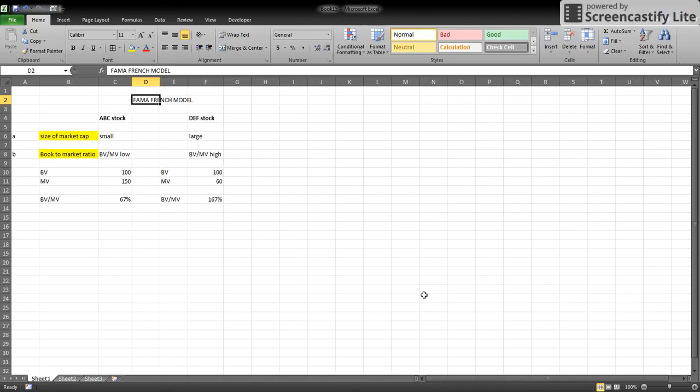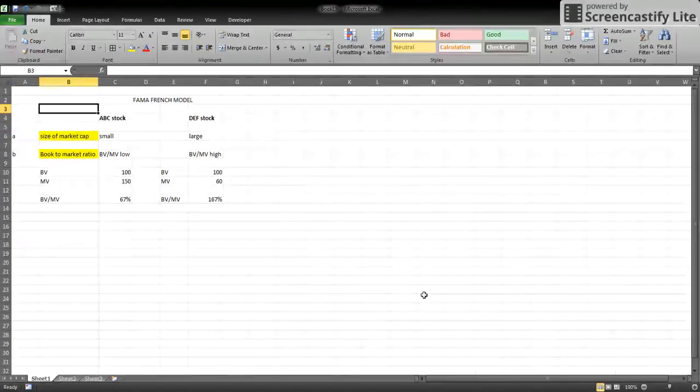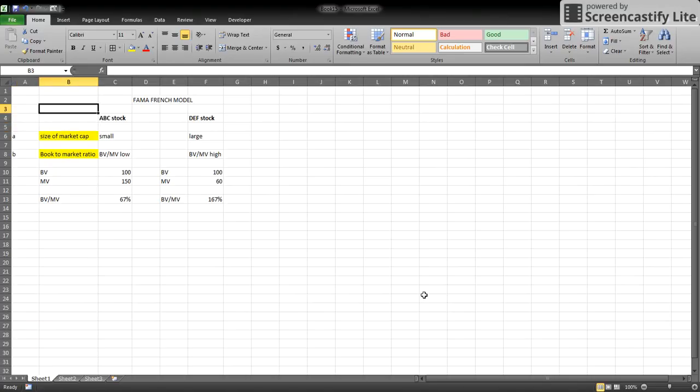Okay, so this video is to elaborate the Fama French model. The Fama French model has three components of risk, other than the risk-free rate. The first one is the same as the one mentioned in CAPM, which is the equity risk premium.